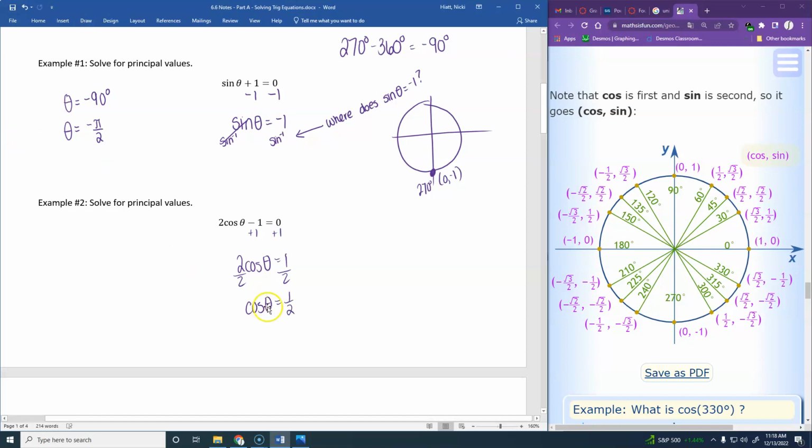So I'm thinking, where does cosine equal 1/2? Is that my x or my y coordinate? It's x. I'm thinking on my unit circle. I'm actually looking at it here, but the more you can do this without actually looking at it, the better. So cosine is 1/2 right here. That is 60 degrees. So I've got theta is 60 degrees. And if I want to do that in radians, that is pi over 3.